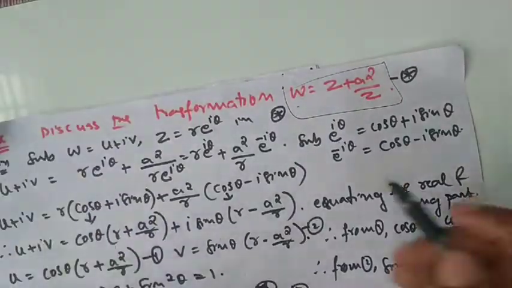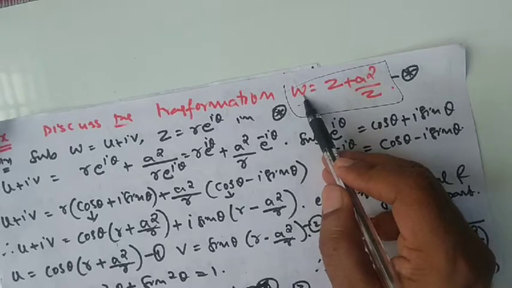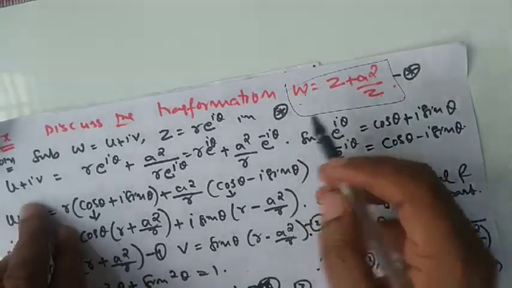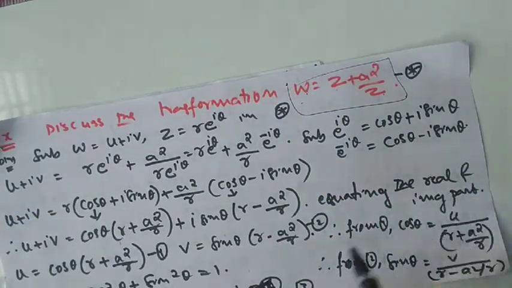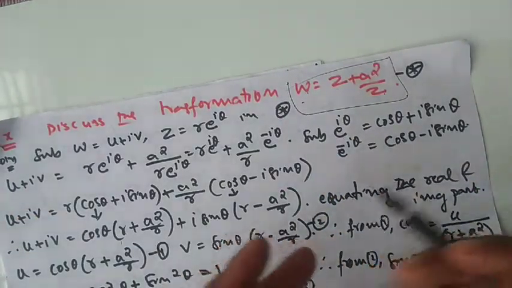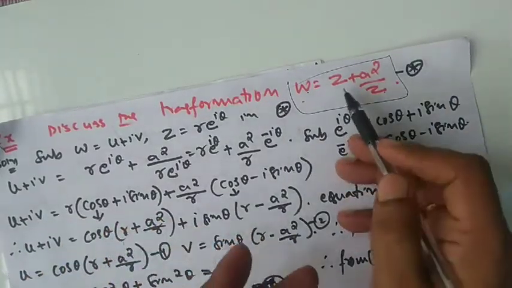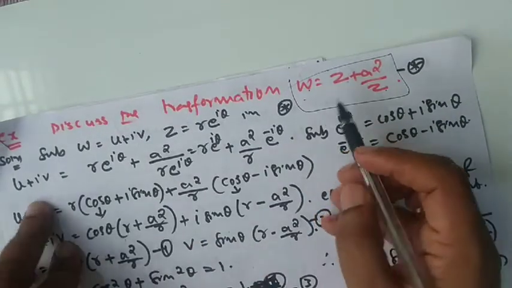So in this class we are discussing one more transformation, that is W is equal to Z plus A squared by Z. Now for our convenience, in order to arrive at a proper result, you may substitute Z is equal to X plus IY, W is equal to U plus IV, or Z is equal to R e to the power I theta, as you like. So therefore let us start like this.